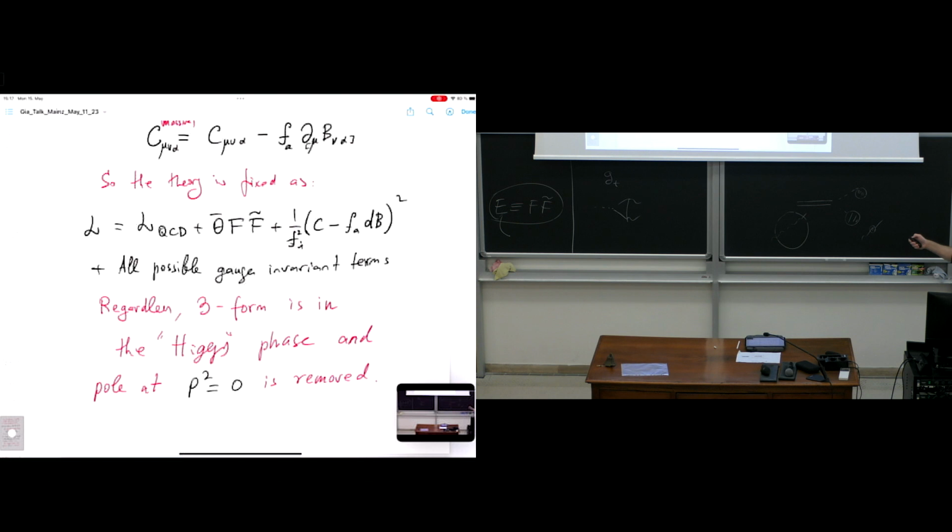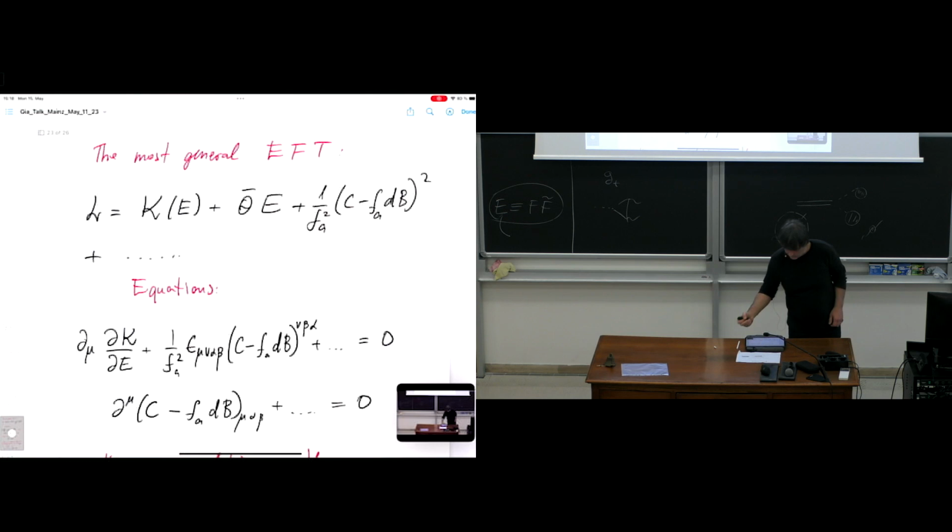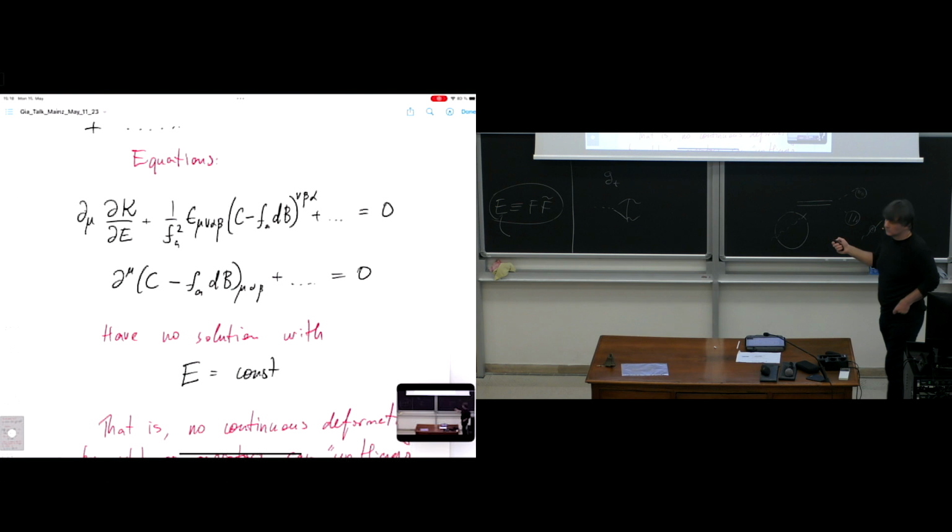Now, we can see this from the most general EFT. You write down the most general EFT, and you can add whatever operators you want, arbitrary, as long as these operators respect gauge redundancy, which they must. The equations, as you can see very easily, never have a solution with E equals constant other than zero, okay? So, in other words, E vanishes identically, not even to all orders, it's an exact statement, okay?